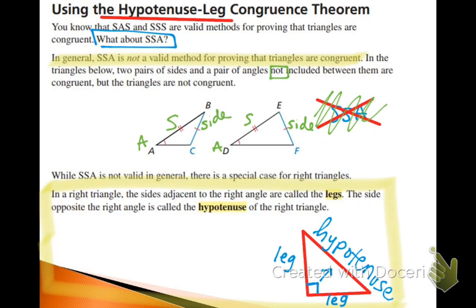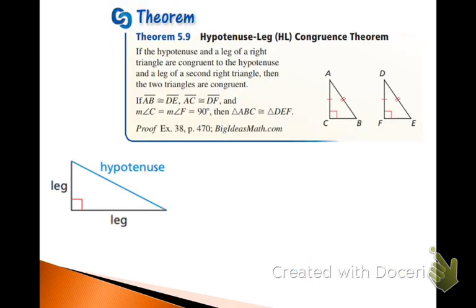All right? While SSA is not valid in general, there is a specific case just for right triangles. Okay? So let's go ahead and flip to the next page of our notes. At the very top, you're going to see a section that looks like this, a right triangle that looks like what we just drew. If a hypotenuse, take out that highlighter, if a hypotenuse and a leg of a right triangle are congruent to the hypotenuse and a leg of a second right triangle, then the two triangles are congruent.